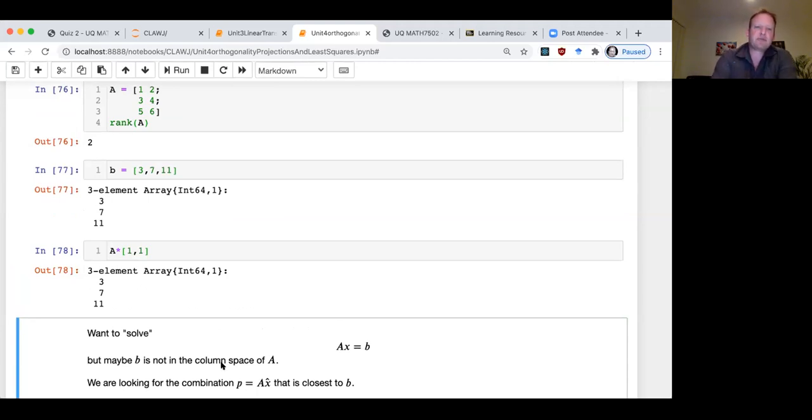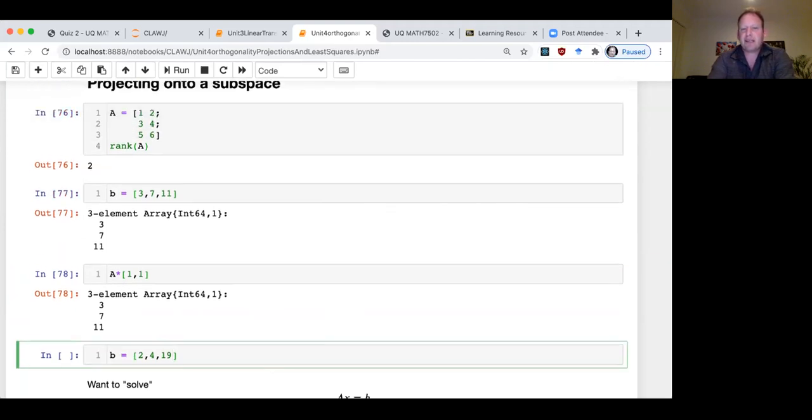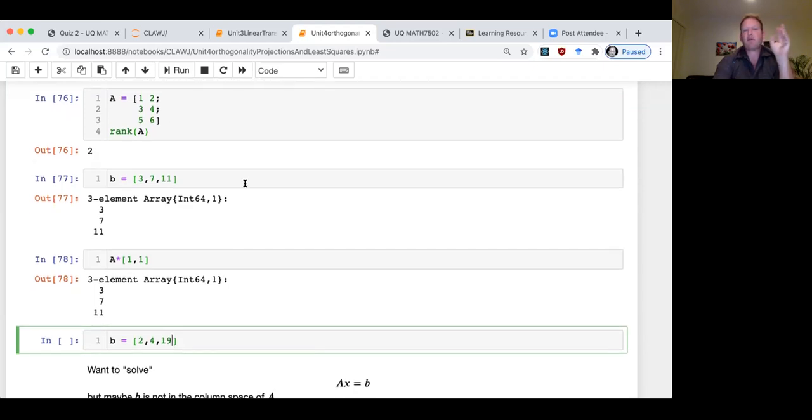But what if I choose some other b? I'll just choose something like 2, 4, 19, for example. Now, I'm kind of taking a bit of a chance here, but the odds are with me. Do you think 2, 4, 19 is spanned by the columns of A? Just take a wild guess. I picked some arbitrary numbers. No, probably not, right? But I still want to solve Ax equals b.